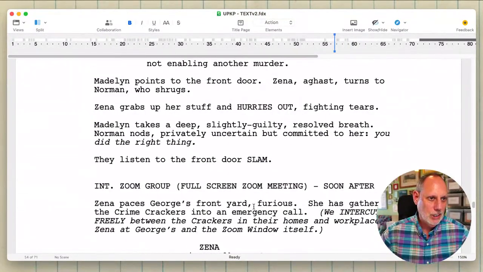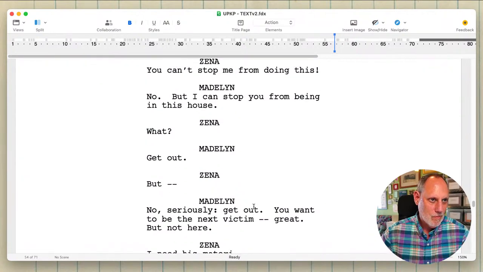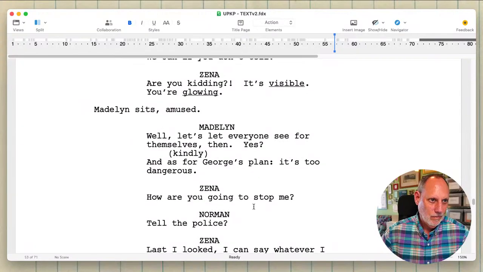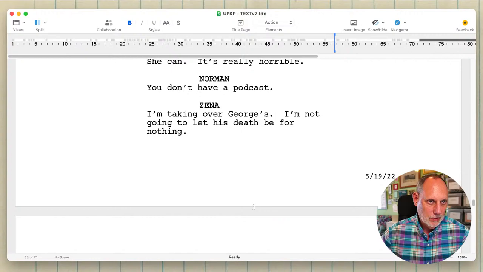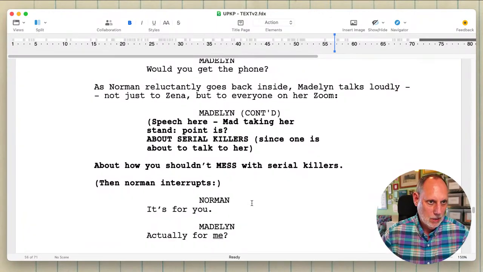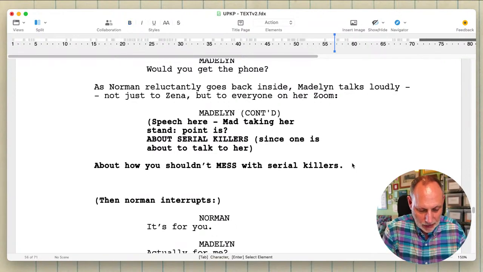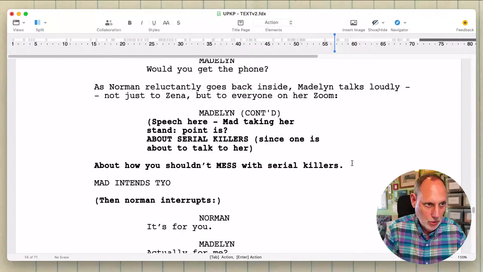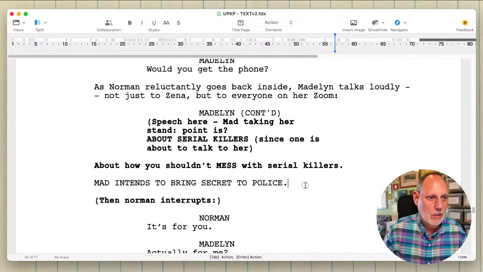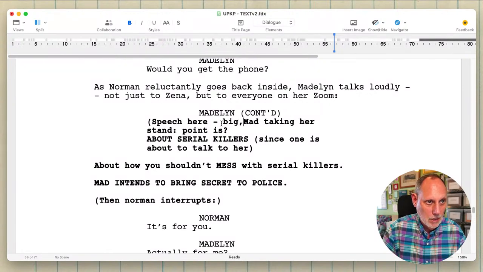Let me just make sure she didn't already say that. All right, and the point is, to bring the secret to police. Yeah. Okay, that is what is going to be this speech. Big, noble.